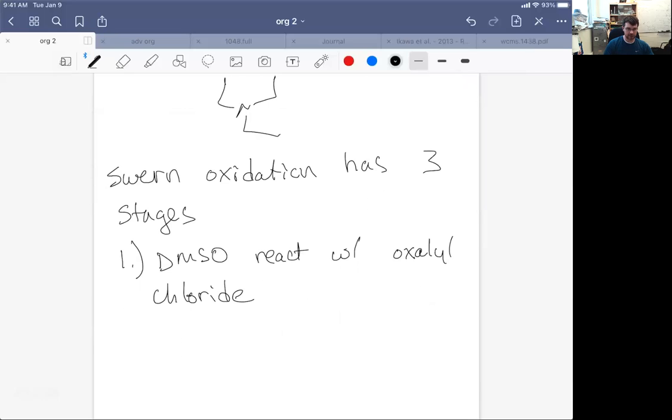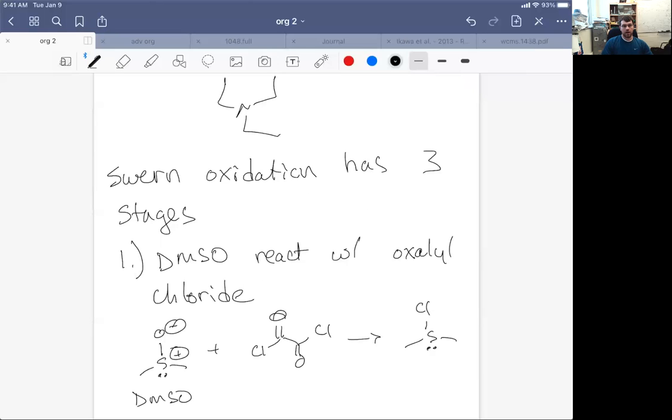The way this works is we take our DMSO, drawn as our better resonance structure. We react that with oxalyl chloride, which is shown here. We let those two react and we get this sulfur species where we have a chlorine atom attached to the central sulfur, and the sulfur is still positively charged. You can have it countered by a Cl- if you want. But it's this compound that is our active oxidant.